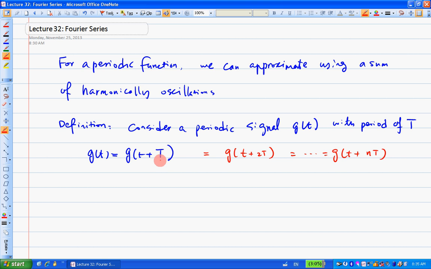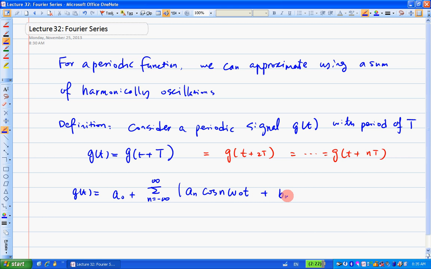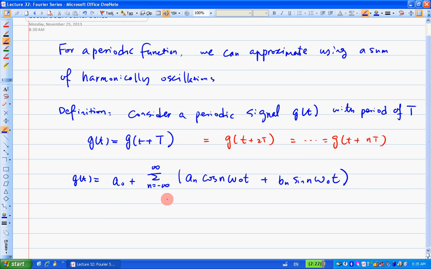This T here is what we call the fundamental period. If this is a periodic function, then g of t will equal a naught plus a summation over n of a n cosine n omega naught t plus b n sine n omega naught t. This is the so-called summation of harmonic oscillations.